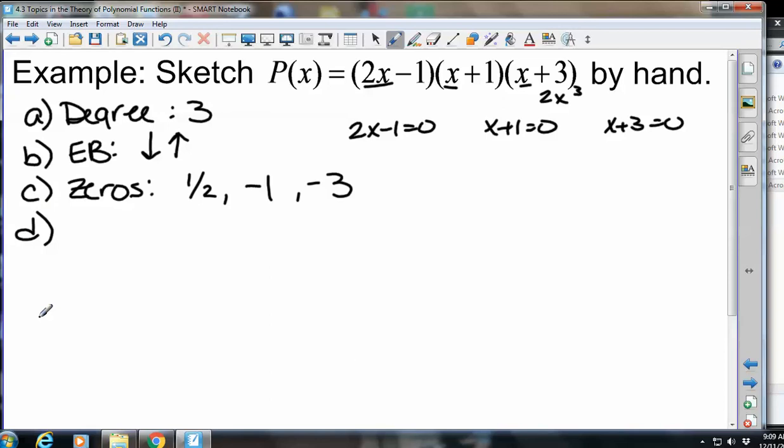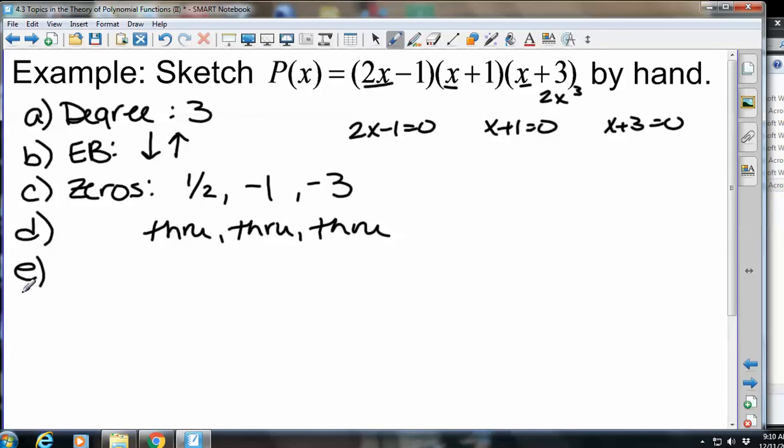Next question. I want to know if our graph is going to go through or bounce at each of these. If it's an even multiplicity, it bounces. All of these have a multiplicity of 1. 1 is odd, so what's going to happen at each of them? All go through. So you can write all through, you can list each one, I don't care how you do it, as long as I can understand. Or you can just say all go through. I usually just list this in the same order as my zeros.